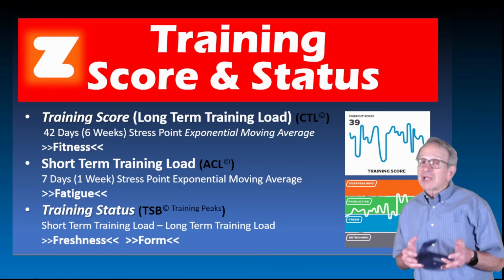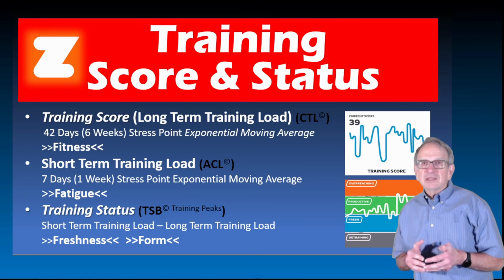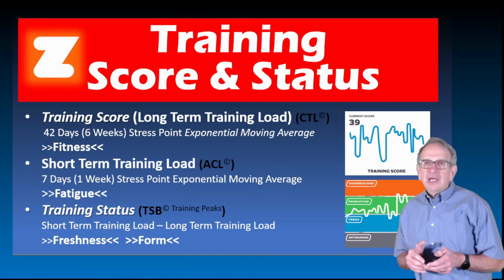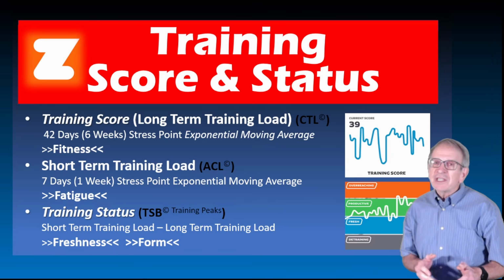Short-term training load, or what Training Peaks calls acute training load, is the 7-day exponential moving average of your stress points. Many refer to it as your fatigue. And then status, what Training Peaks calls training stress balance, is the difference between your short-term training load and your chronic training load. And it's a measure of your freshness or form. Just a quick reminder that only training score and status are reported on Zwift, but not acute training load.